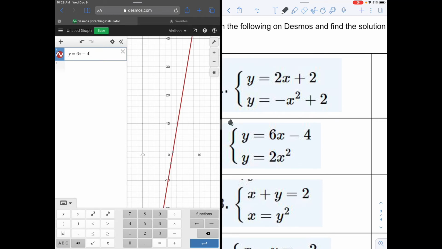We're doing this problem. And we have y is equal to 6x minus 4, which is a linear function. And then we're going to look at y is equal to 2x squared.